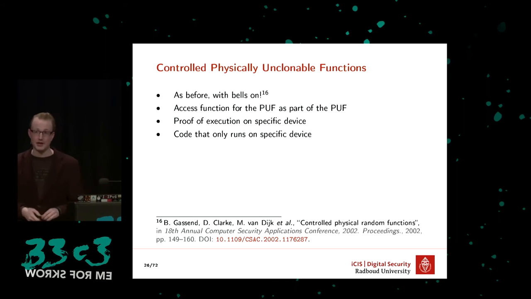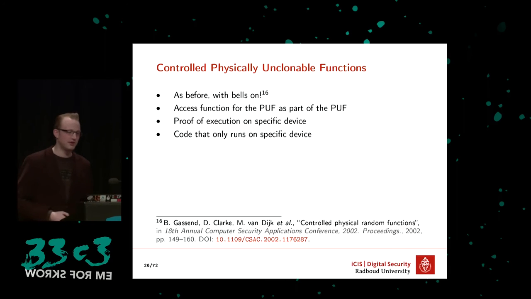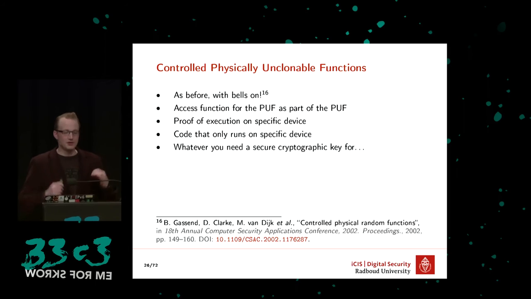Potentially things that I don't have an opinion on, like code that only runs on specific devices. But basically, whatever you need a secure cryptographic key for, you should really be using a controlled PUF, is the idea. But you can still do device identification.